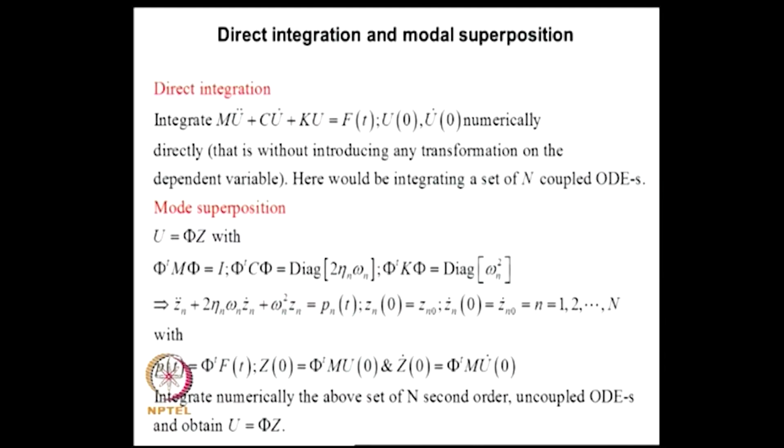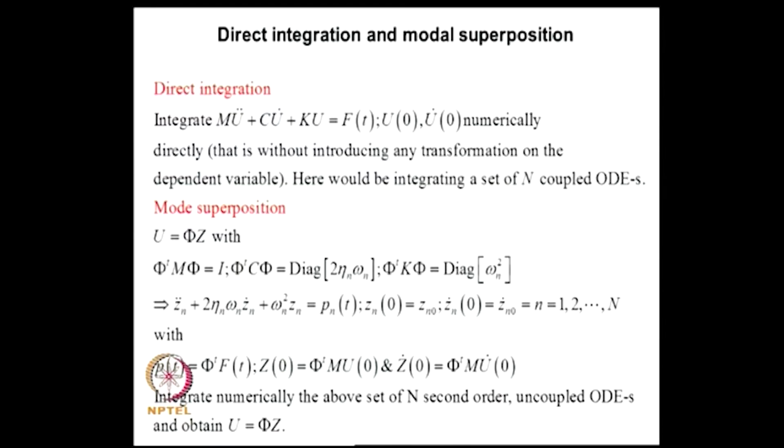Now when we apply the integration schemes to a multi-degree of freedom system, we need to take into account a few facts. So I will try to start discussing that. Suppose we have the equation M u double dot plus C u dot plus K u equal to f of t with specified initial conditions, and if we are integrating this equation numerically, that is directly, without introducing a transformation of the dependent variable, that is known as direct integration. So here we would be integrating a set of N coupled ordinary differential equations.